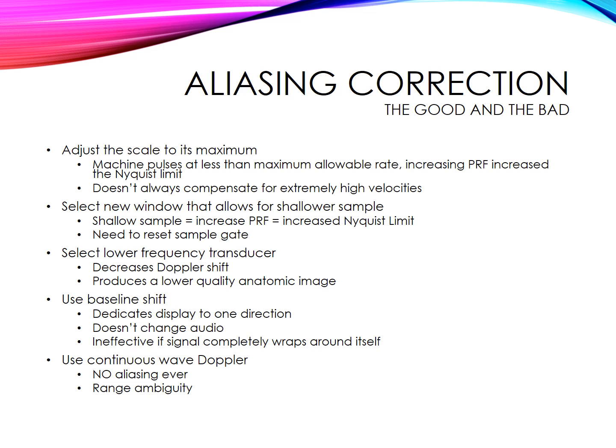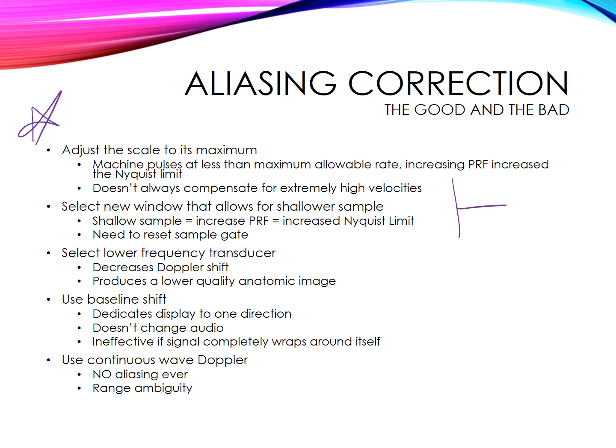So this slide goes over the 5 things that we can do as sonographers to correct for aliasing. Remember all of them. It also goes over why it might not be the best idea for the correction. To begin with, when we see aliasing occurring, we can adjust the scale to the maximum. The machine pulses at less than maximum allowable rate. And then when we increase the PRF, we can increase that Nyquist limit.